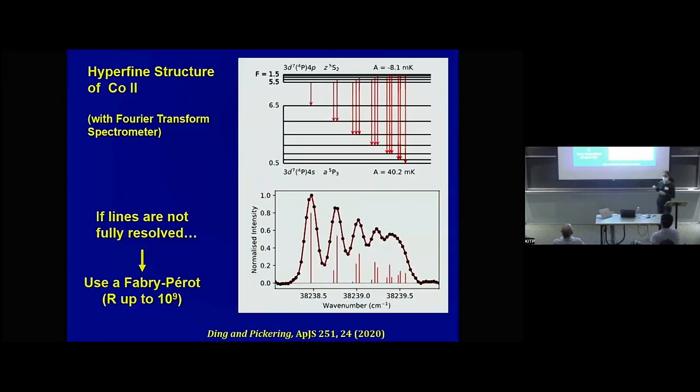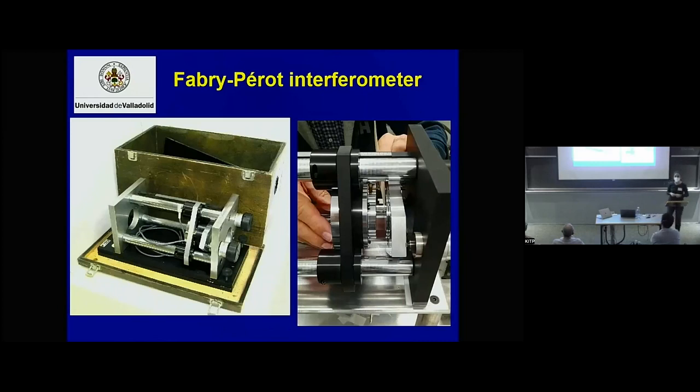We can also measure things like the hyperfine structure. We can also measure isotope structure of lines. If we don't have enough resolving power with a Fourier transform spectrometer, we could use another instrument, which is a Fabry-Perot, which has a resolving power up to 10 to the 9. So here we are adding lots of orders of magnitude. And this is an instrument that we are installing now in our laboratory also. Basically it would be a Fabry-Perot, but it's not operating as an etalon alone. It's a spectrometer, so one of the mirrors would be moving.